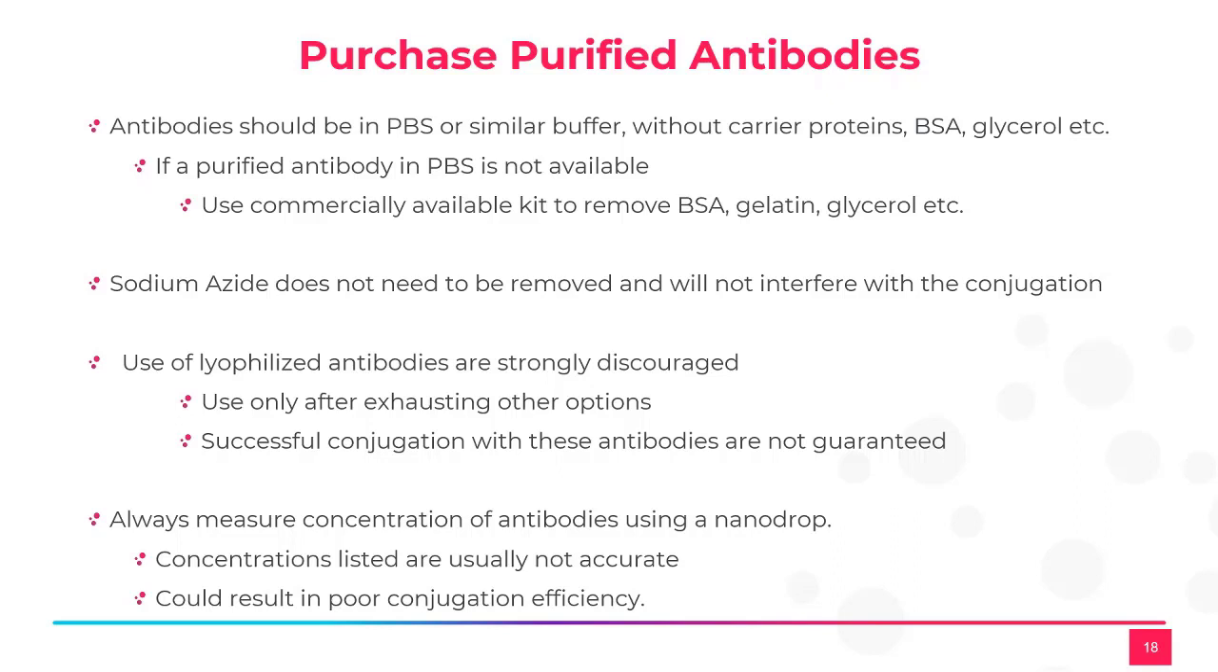Now, it's very important to note that you must always measure the concentration of your commercially purchased antibodies using a nanodrop. And the reason for this is the concentrations that are listed on the tubes are usually not accurate, and using the wrong amount of antibody could result in a poor conjugation efficiency.